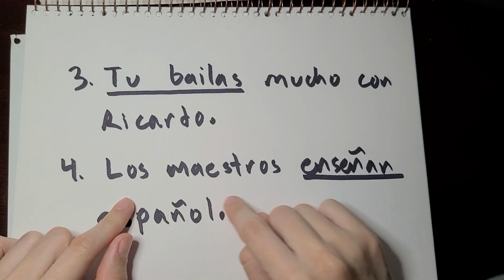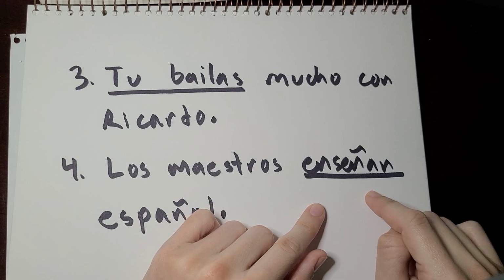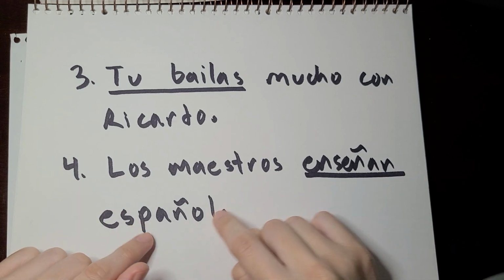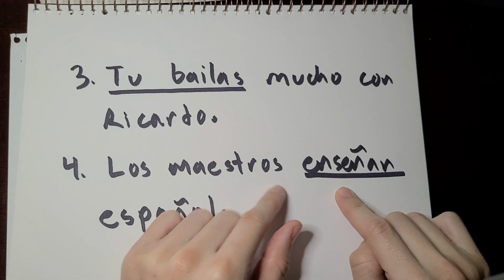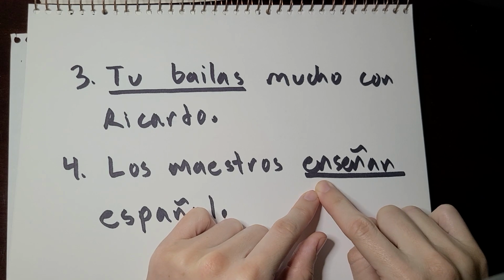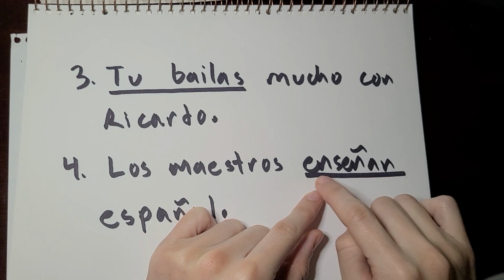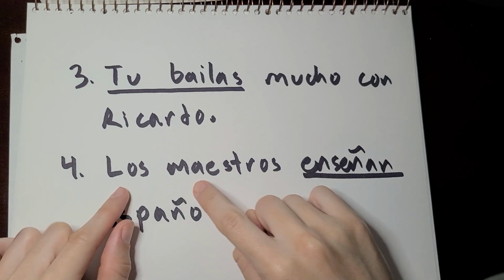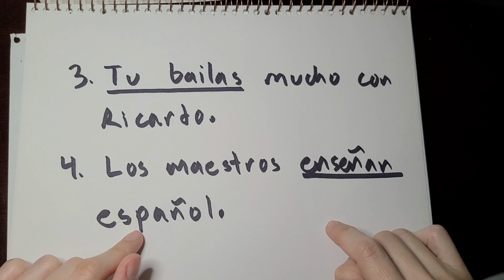4. Los maestros enseñan español. Enseñar means to teach. Los maestros, the teachers, enseñan, they teach, español, Spanish. Enseñan, we're talking about more than one teacher, so we're using the ellos form. Ellos means multiple people. So the AR in enseñar becomes AN. Enseñar, to teach, becomes enseñan, they teach. Los maestros enseñan español. The teachers teach Spanish.